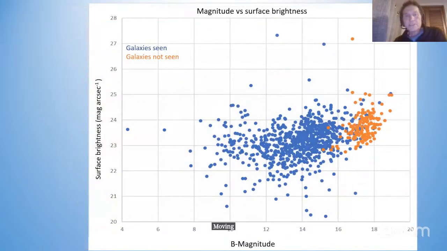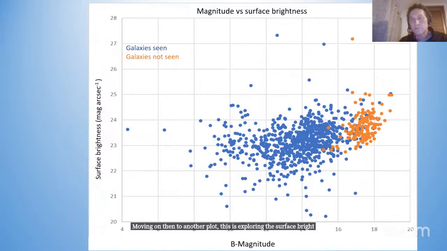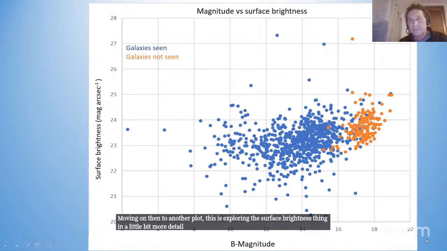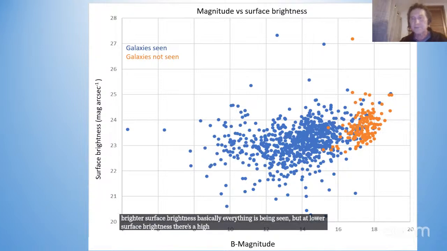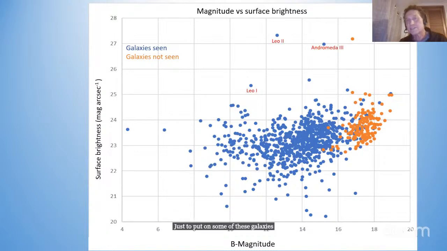Moving on then to another plot, this is exploring the surface brightness thing in a little bit more detail. As I explained before with the histogram, down this end, at the higher magnitude and higher surface brightness, basically everything is being seen, but at lower surface brightness, there's a high mix and it's a very muddled scene there. Just to put on some of these galaxies for interest, these are all dwarf galaxies, very, very low surface brightness things, dwarf galaxies in our Local Group.